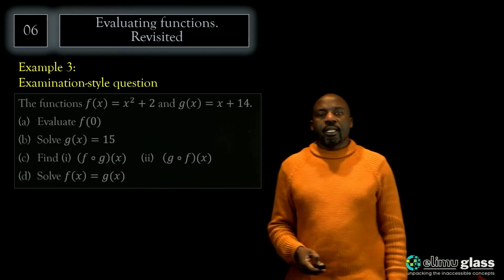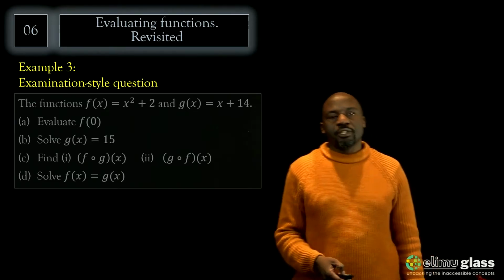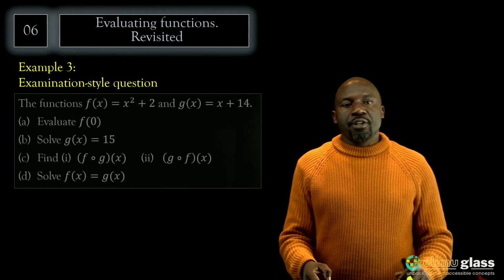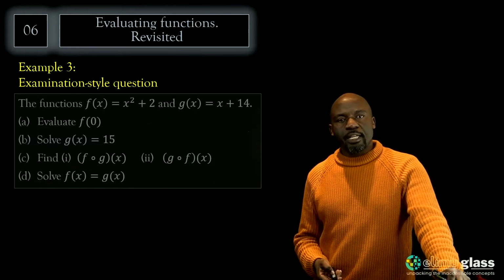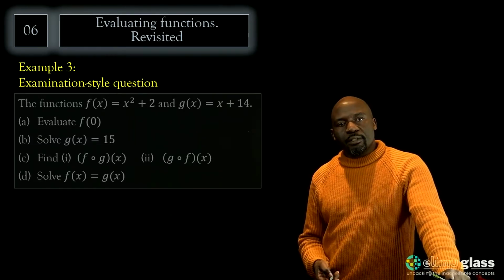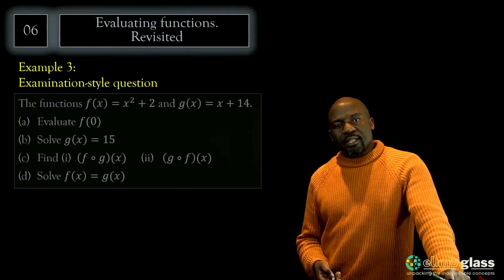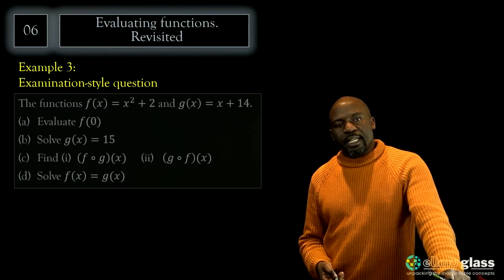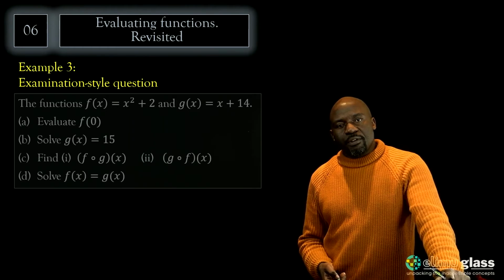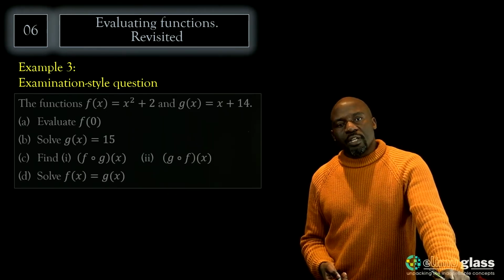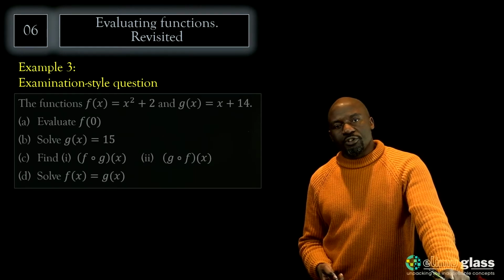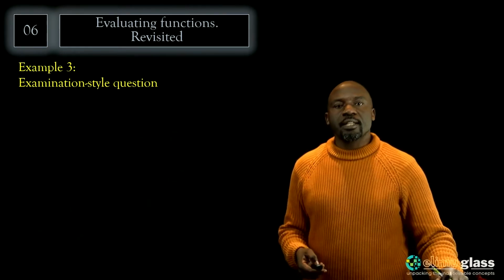Right. Here is example number 3. This is an examination style question. The function f of x is x squared plus 2 and g of x is x plus 14. Evaluate f of 0. Solve g of x is 15. Find f of g of x and g of f of x. And lastly, solve the equation f of x equals g of x. So let's start this one at a time.